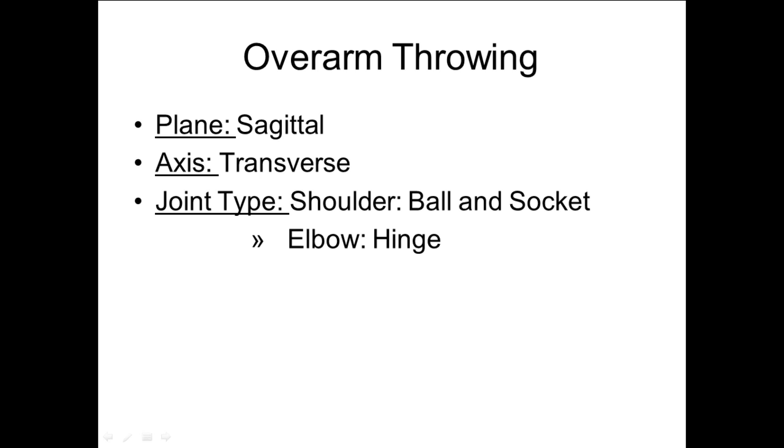Hi and welcome to this third video in the series about analysis of movements, and today we're going to look at throwing. With throwing, it moves again through the sagittal plane, and this is acting around the transverse axis. Obviously with throwing, it's looking at the upper body, so we're looking at the shoulder joint, which is a ball and socket, and the elbow, which is a hinge.